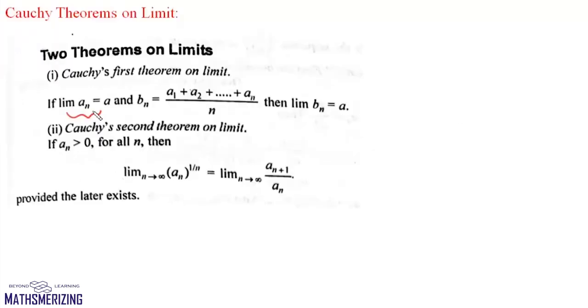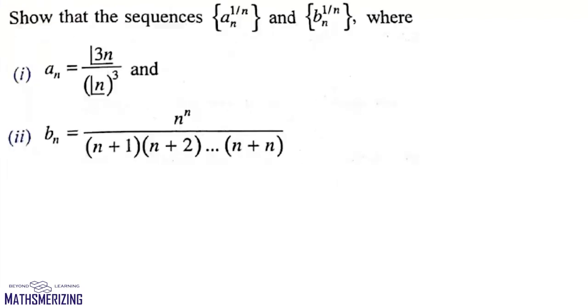And the second theorem says, if an is a positive number, then for all n, the limit as n tends to infinity of an to the power 1 by n will be the same as the limit as n tends to infinity of an plus 1 upon an. Now here in this question, we need to find the limit of the sequences an to the power 1 by n and bn to the power 1 by n. Now Cauchy's second theorem says this limit as n tends to infinity of an to the power 1 by n is the same as the limit as n tends to infinity of an plus 1 upon an.